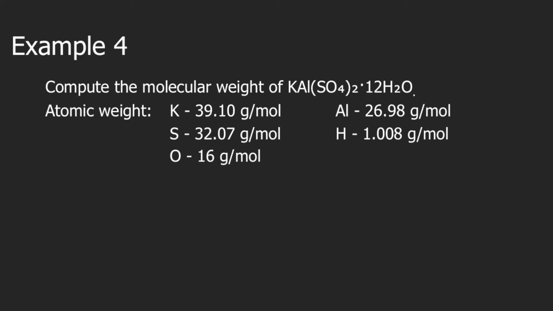For our last example, compute the molecular weight of potassium aluminum sulfate dodecahydrate or KAl(SO4)2·12H2O. When you see this type of chemical formula, this is the chemical formula of what we call hydrates. So a hydrate is a compound that contains water molecules in it. So for example, this one contains 12 water molecules. So how do you calculate the molecular weight of a hydrate? You can first calculate this portion.